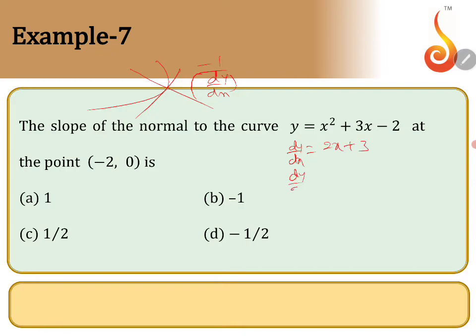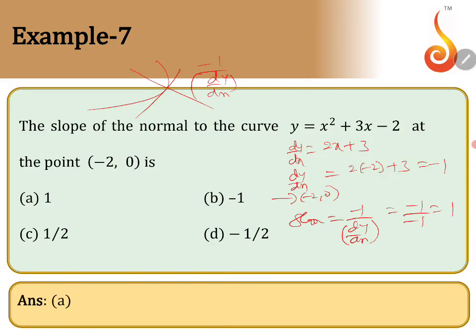Now dy by dx at the point minus 2 comma 0. At x place it is minus 2, at y place it is 0, but here there is no y. Hence 2 into minus 2 plus 3. This is minus 4 plus 3, nothing but minus 1. Now slope of the normal is minus 1 by dy by dx. What did you get for dy by dx? Minus 1. So the answer will be 1. Option A.